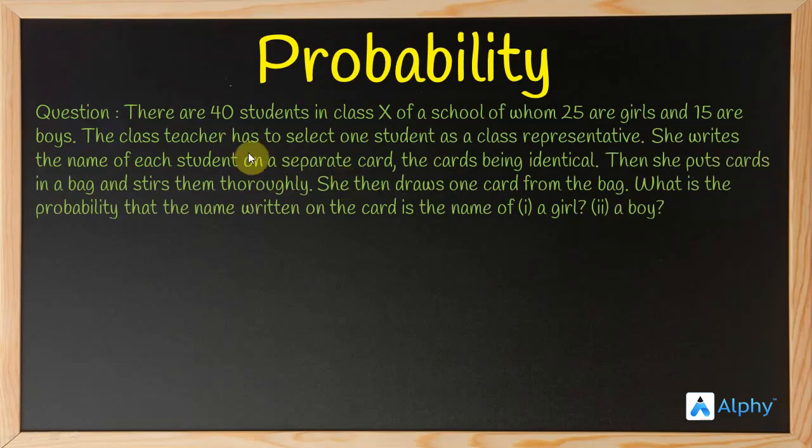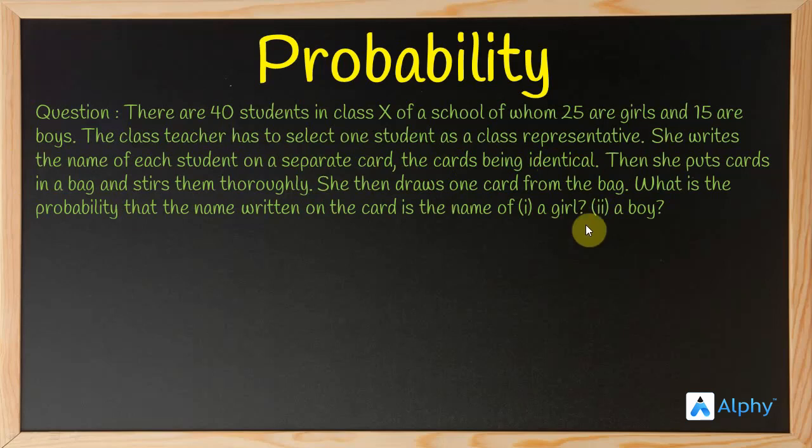Now, we have been given a class of 40 students, out of which 25 are girls and 15 are boys. Their class teacher has to select a class representative. So what she does is she makes separate cards. She makes 40 cards and she writes the name of a student on each card. And the cards being identical, she puts the cards in a bag and stirs them thoroughly. This stirring of the cards thoroughly ensures equally likely outcomes. That is, the probability of picking every card is equal.